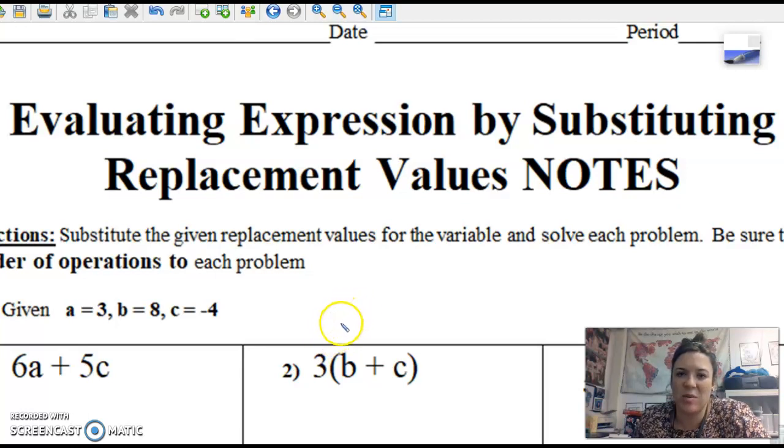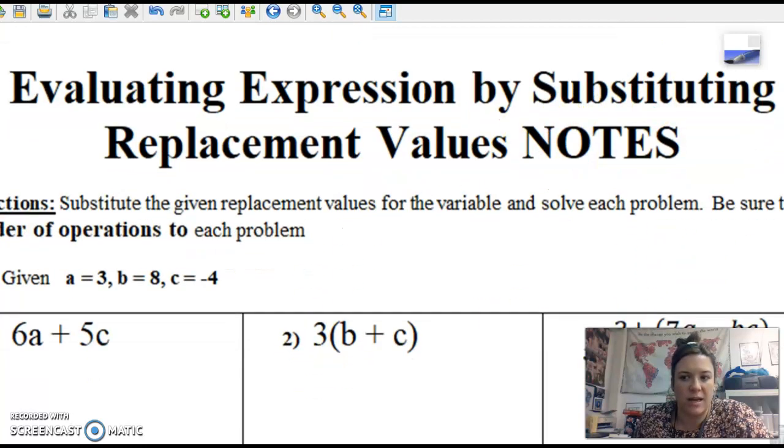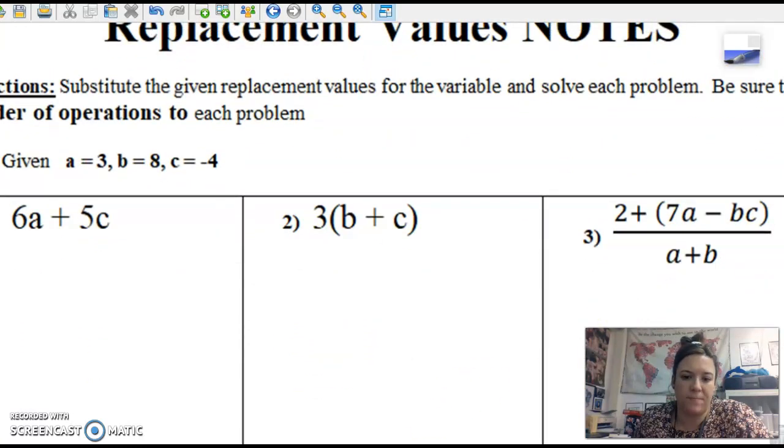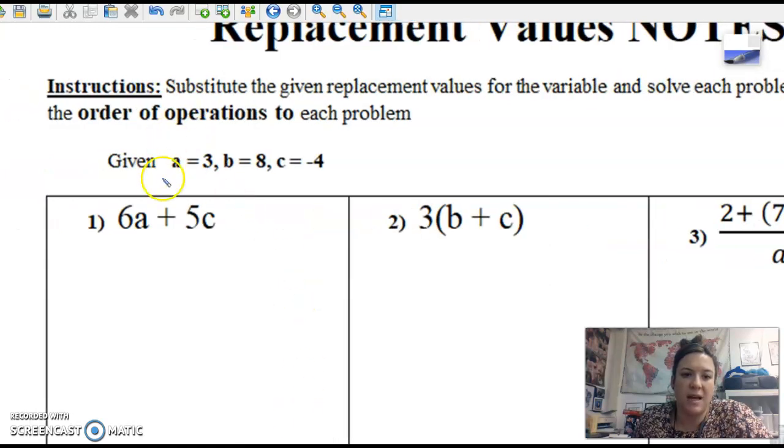Hi guys, this is Miss Carballo, and today we're going to do more problems with order of operations, but before we do that, we're going to do substituting first. So I've given you problems now that have variables in them, and I'm telling you what those variables are going to equal for all the problems on this page.